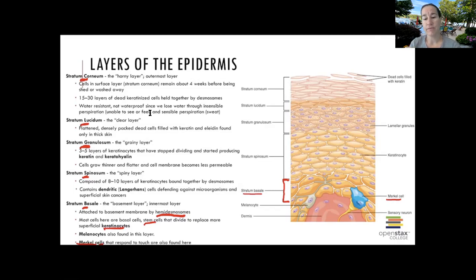Another cell that we're going to find are going to be melanocytes. So we had talked about melanocytes last week.